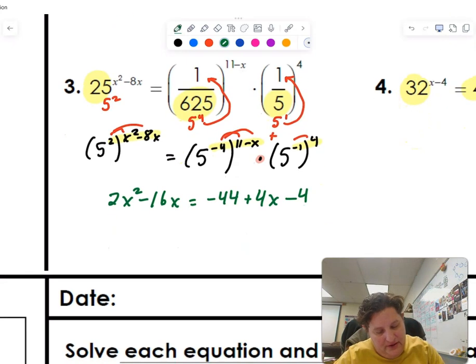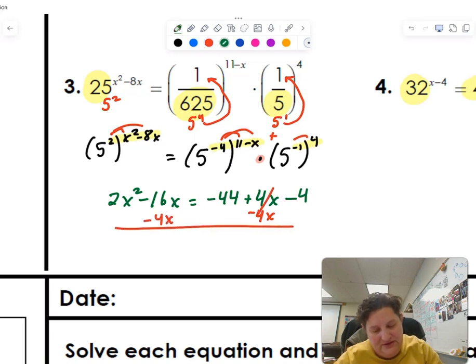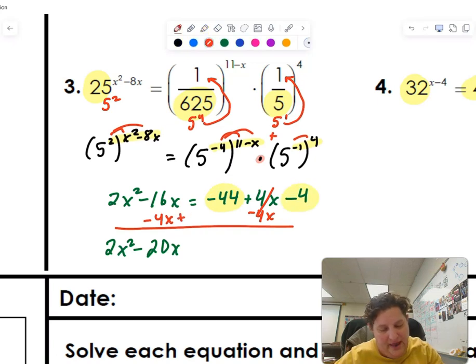Alright, great. Let's see here. Let's get everything on the same side. I am going to subtract the 4x over to the 16. Okay, so this gives me 2x squared minus 20x. And then if you put 44 and 4 together. If I add those together, that's negative 48. So when I add it over to the other side, I'm going to add 48. Okay?